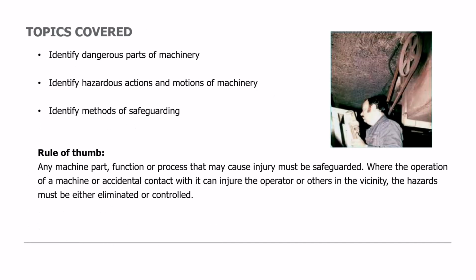Topics covered. Once again, identify dangerous parts of machinery. We'll talk about that. Identify hazards and actions and motions of machinery. Identify methods of safeguarding. A good rule of thumb is any machine part, function, or process that may cause injury must be safeguarded. Where the operation of a machine or accidental contact with it can injure the operator or others in the vicinity, the hazard must be either eliminated or controlled.